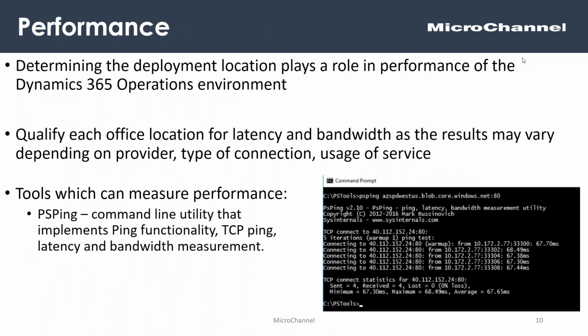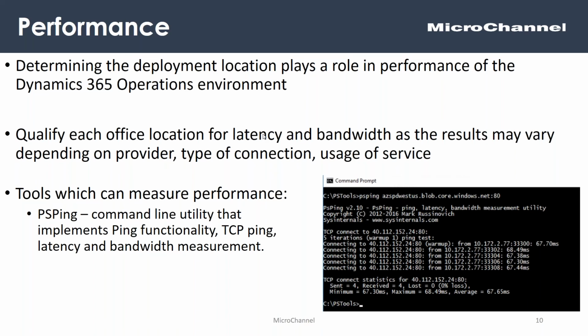Performance-wise, determining the deployment location does play a role in performance for Dynamics 365 for Operations. When you're looking at deploying the region, you have to qualify each of your office locations for latency and bandwidth, ultimately because your provider, the type of connection, the usage of the service will ultimately play a role in your experience into the Dynamics 365 for Operations environment. Microsoft usually recommends that in terms of performance that you should have, in general, a lower latency as far as the connection between your desktop to the Dynamics 365 environment.